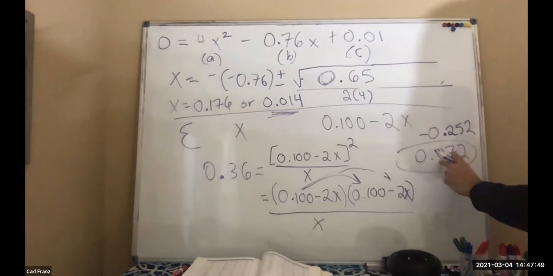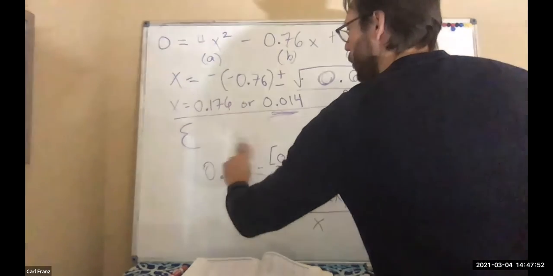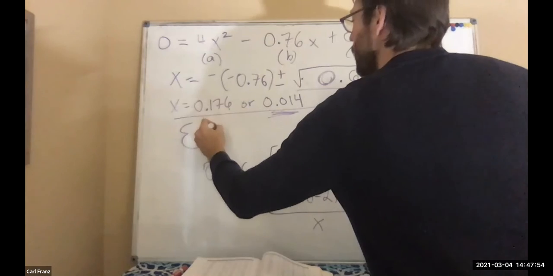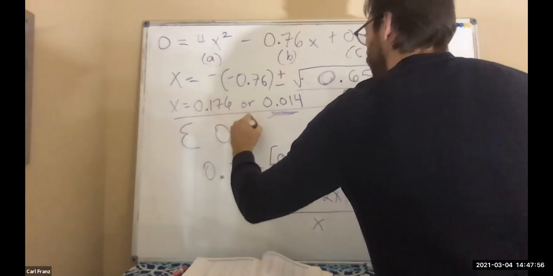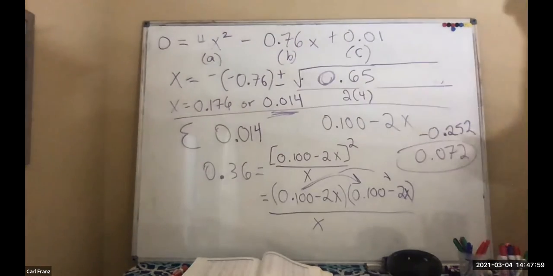And now we know what the final concentrations are at equilibrium. It's 0.014 and 0.072.